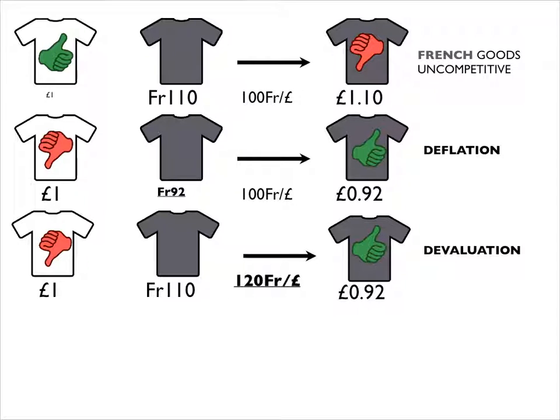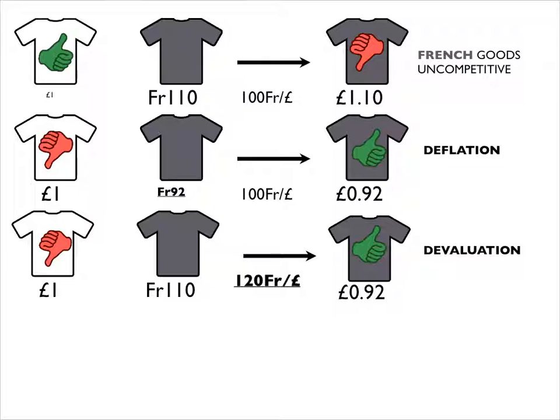Okay, so suppose France is facing a situation where its goods are uncompetitive. How can it deal with that situation? Well, one way to do it was, if our t-shirt costs too much, let's make it cost less. It costs 110 francs now, let's reduce it, say, to 92 francs. If France manages to do that, or the t-shirt producer manages to do that, and it's 100 francs per pound, now the t-shirt costs only 92 pence, and indeed it is competitive with the UK t-shirt, and the UK t-shirt is now uncompetitive.